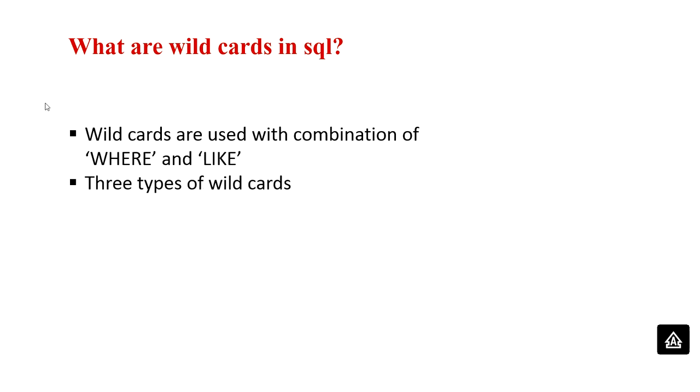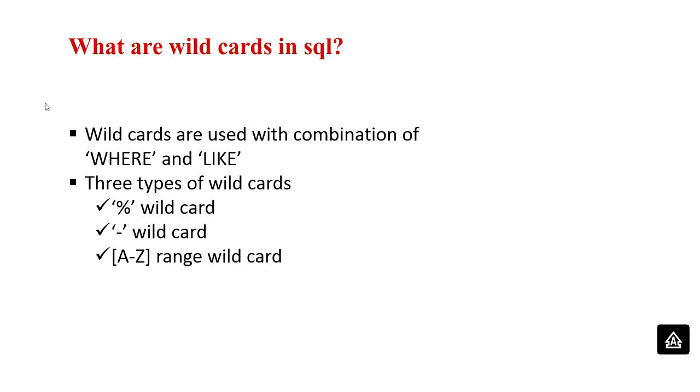There are three types of wildcards. Percent wildcard: it is used as a substitute for single or multiple characters. Underscore wildcard: it is used as a substitute for a single character. Then we have the range wildcard.